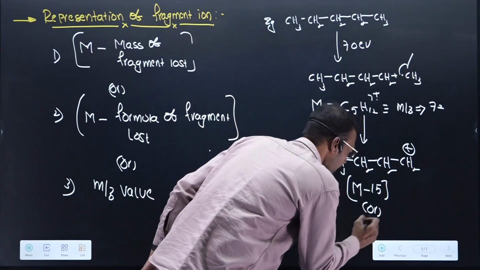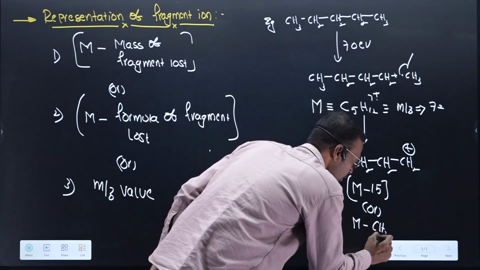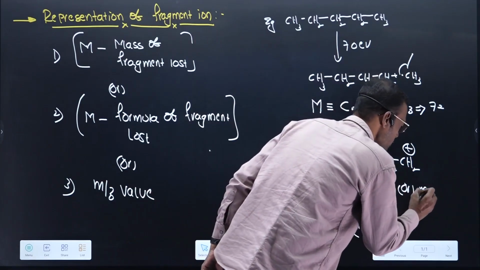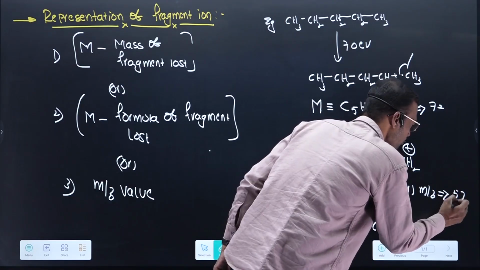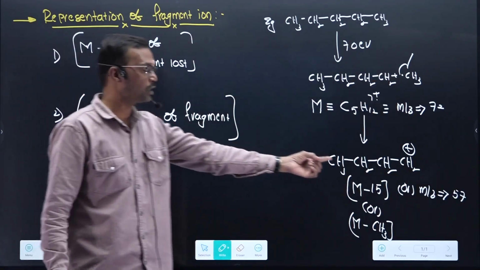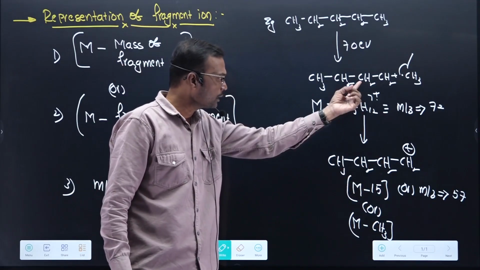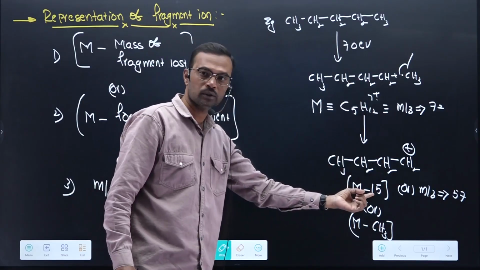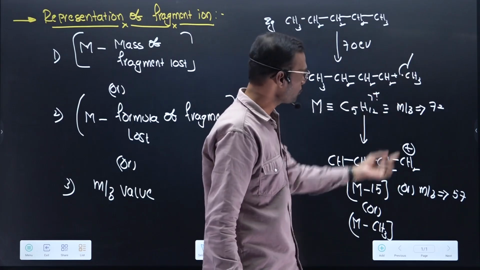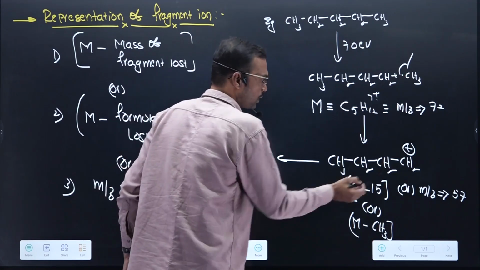Or else one more way. What is the mass of fragment lost? The formula of fragment lost. Is CH3 removed, or not? Then what is one more? M by Z value. What is the M by Z value of this fragment? 57. This fragment M by Z value I am saying comes from the parent. From the parent what did I remove? M minus 15, the mass. This 15 I removed. CH3 is 15, that is the formula.